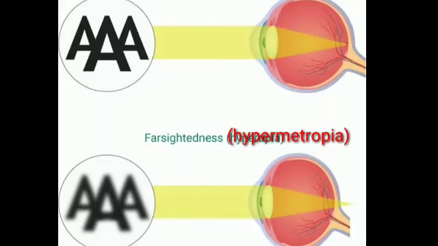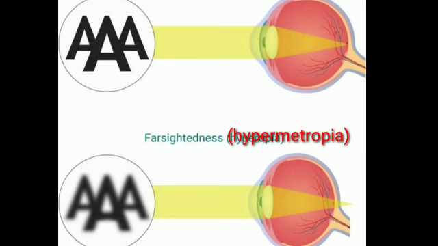Next is farsightedness or hypermetropia. In this defect, the human eye can see distant objects clearly, but cannot see nearby objects distinctly. This means that the near point of the eye is no longer at 25 cm, but shifts farther away, as shown in the diagram. The image of nearby objects gets formed behind the retina.